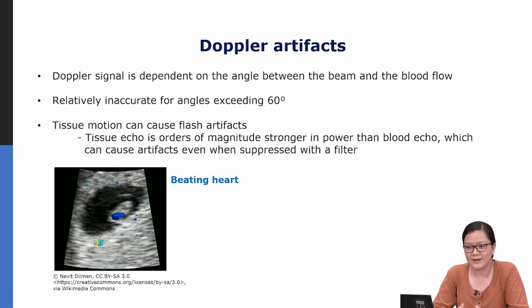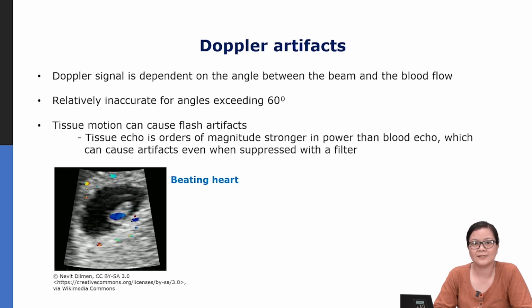Doppler also has artifacts, as we have learned that the Doppler signal helps you assess blood flow velocity in moving structures such as blood. The Doppler signal is dependent on the angle of the incident beam and the direction of the blood flow. Typically in Doppler ultrasound, we image at angles between 30 and 60 degrees, because if you exceed 60 degrees, then typically the Doppler frequency shift would be inaccurate.